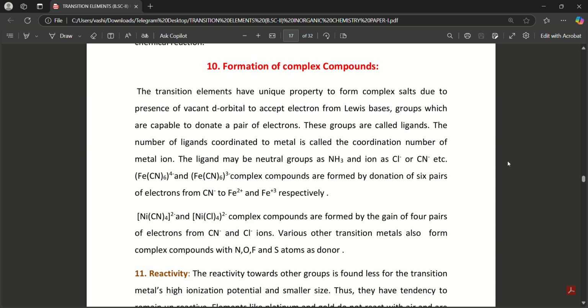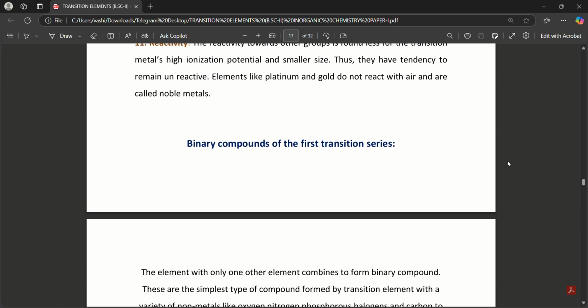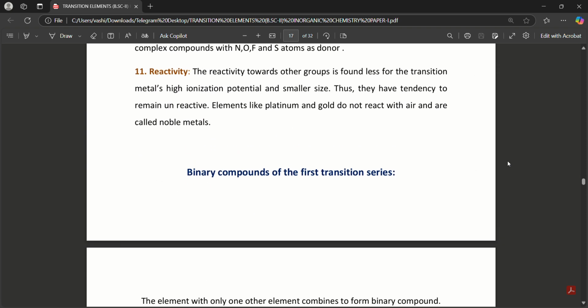Fe(CN)6 4 negative and Fe(CN)6 3 negative complex compounds are formed by donation of 6 pairs of electrons from CN negative to Fe2 positive and Fe3 positive respectively.